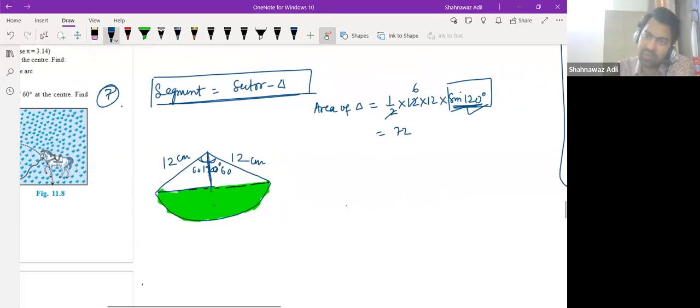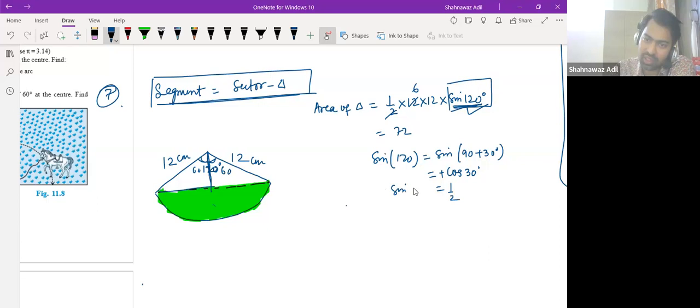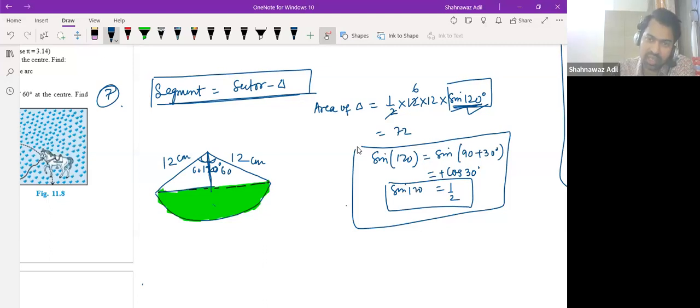But if we know all these rules, then we can find that sine of 120 is simply sine of 90 plus 30. Sine 90 plus 30 is simply cos of 30, and this would be positive. So sine of 120 would be half. From this, if we know this, we can learn it, right?